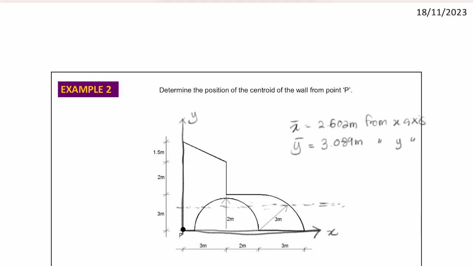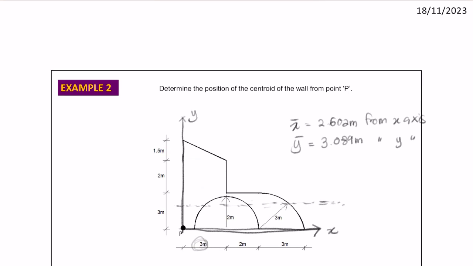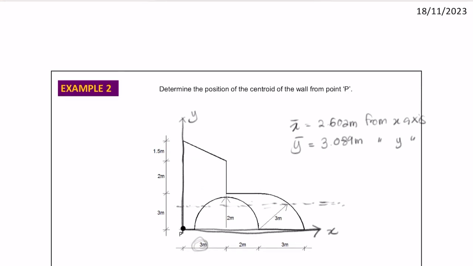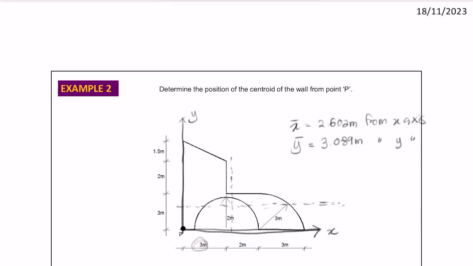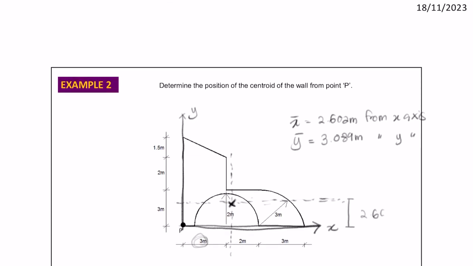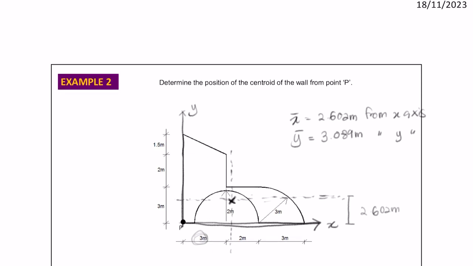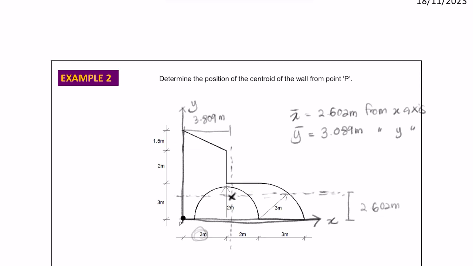And untuk Y bar it is 3.089 meter. Which means that, okay, dia mesti lepas dari 3 meter ini. Okay, dia mesti lebih daripada 3 meter ni ya. So, dia mungkin sikit saja lebihan dia. Okay, perhaps at this. Right? So, di sini. X bar dia adalah 2.602 meter. And for Y bar, it is 3.089 meter. This is example number 2.